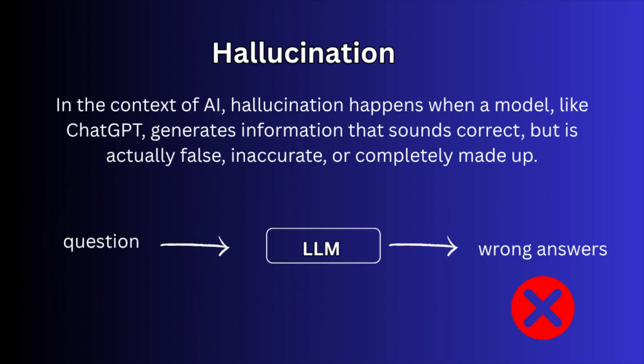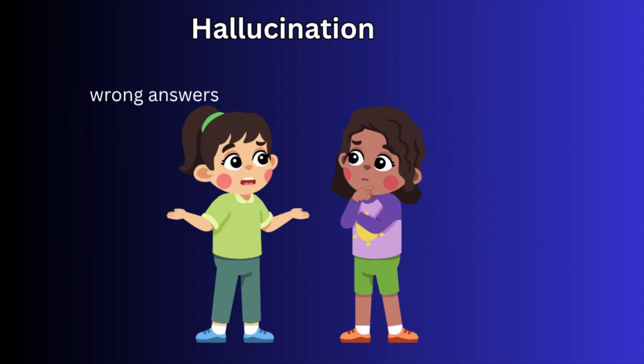Now let's talk about a very important term, that is hallucination. In the context of AI, hallucination happens when a model like ChatGPT generates information that sounds correct but is actually false, inaccurate or completely made up. It is like when someone says something with total confidence but they are actually guessing or making it up.